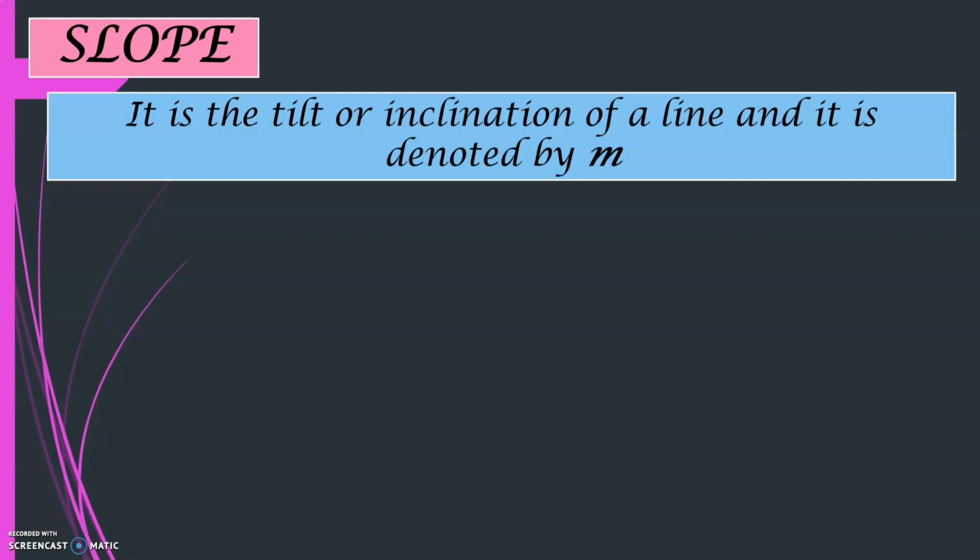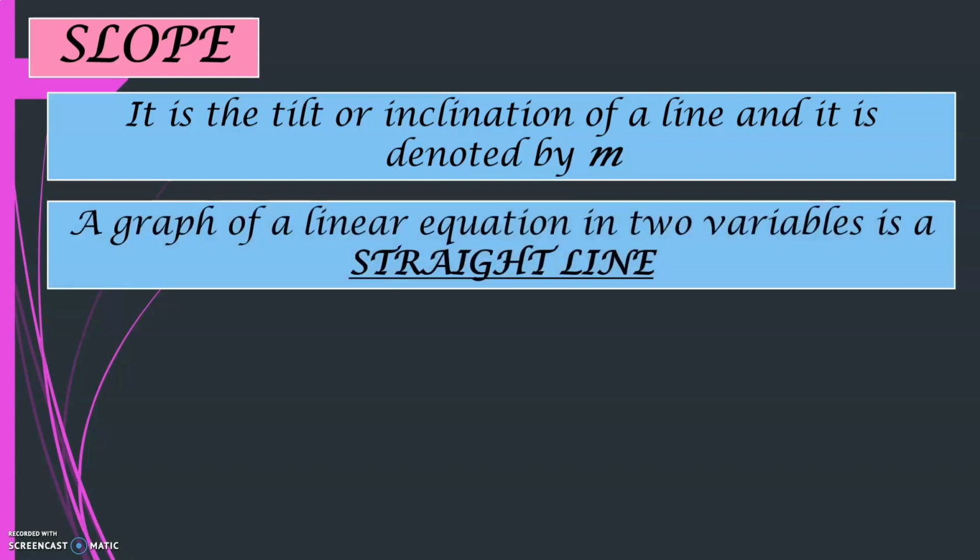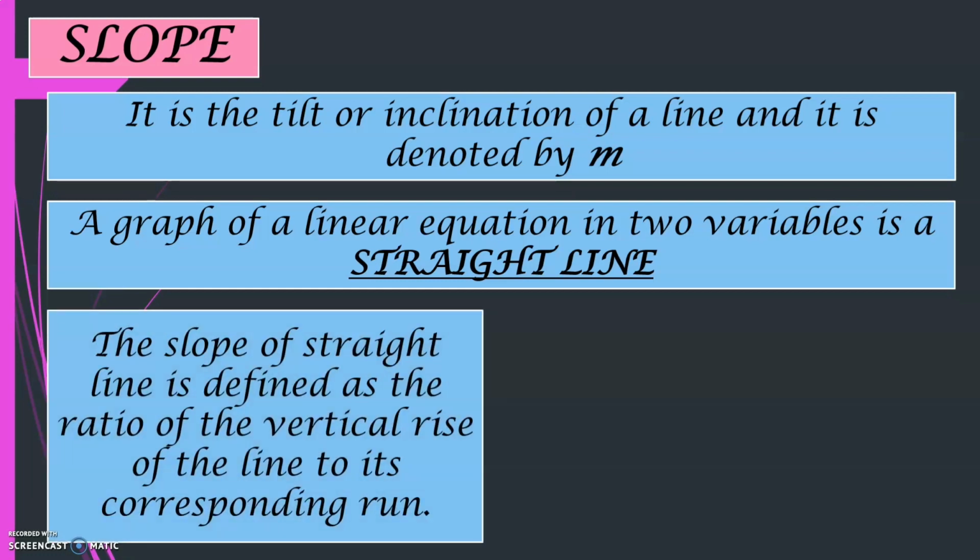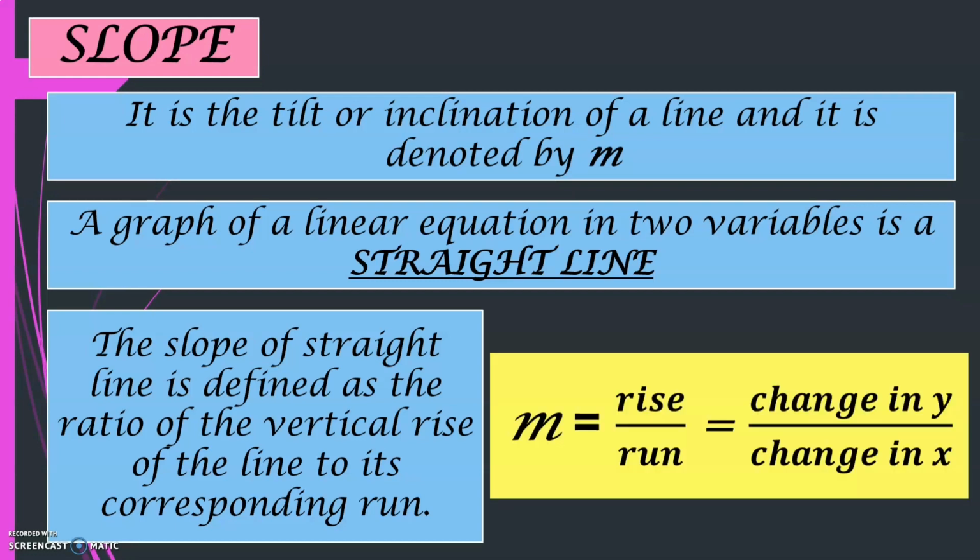Since we are dealing with linear equations in two variables, always remember that the graph of a linear equation in two variables is a straight line, and the slope of a straight line is defined as the ratio of the vertical rise of the line to its corresponding run. Slope is defined as rise over run. When we say rise, it is the change in y, and run is the change in x.